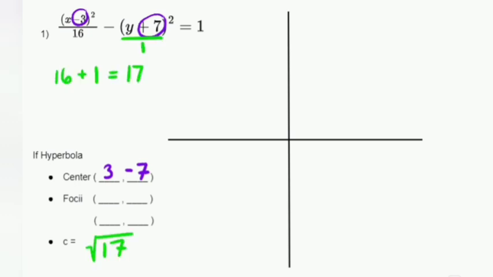To find the foci, we need to find c. To do that, we're going to take the denominators from both fractions and add them together. 16 plus 1 is 17. That means c is going to be the square root of 17.